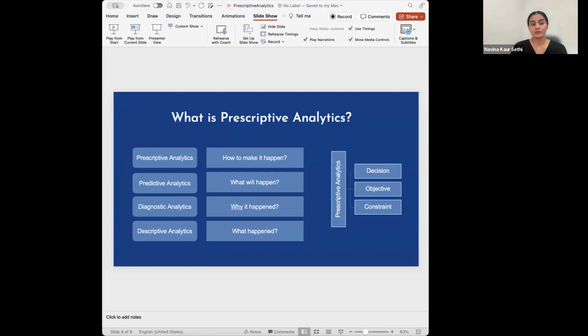Okay, then comes diagnostic analysis, where we see why it happened. We want to know the reason. And then after knowing the reason, having the past data, we predict the future. That is predictive analytics. Once we know what's happening and what's going to happen, we prescribe business decisions based on those variables.